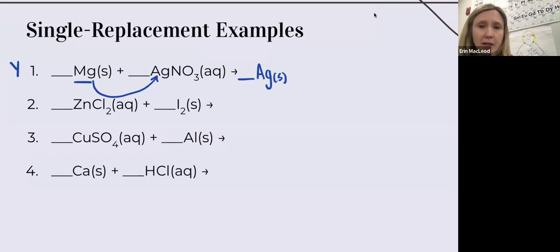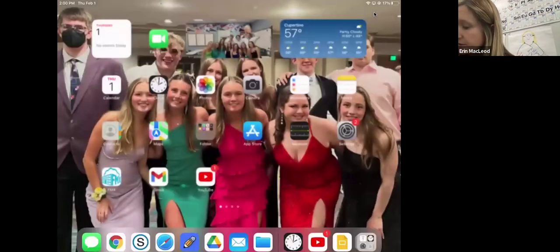Look on the periodic table in my classroom. Ag is in black, so it is a solid. And then you can put magnesium with the NO3. This is where you have to cross your charges. Mg is in group 2, so it's positive 2.